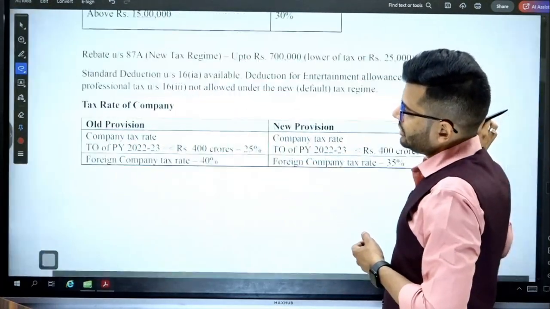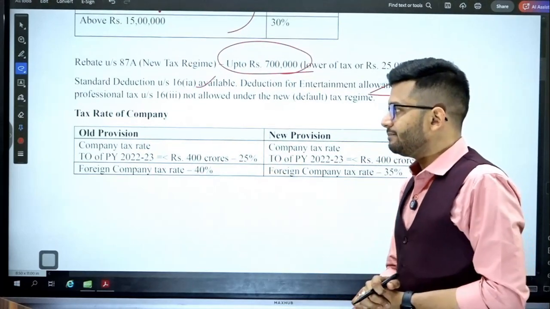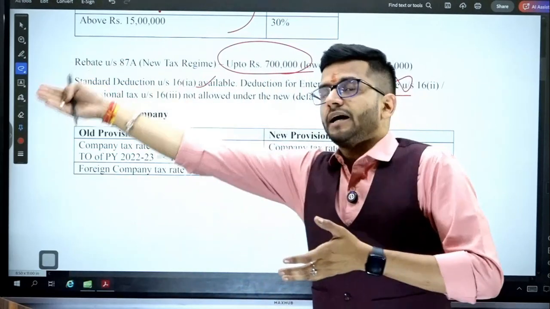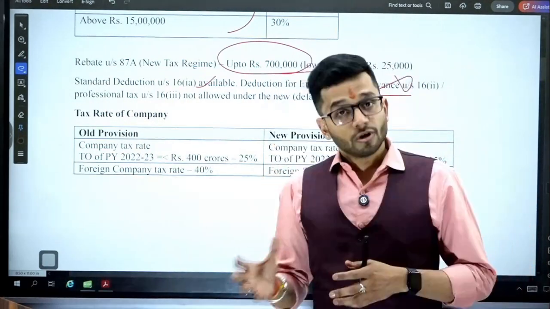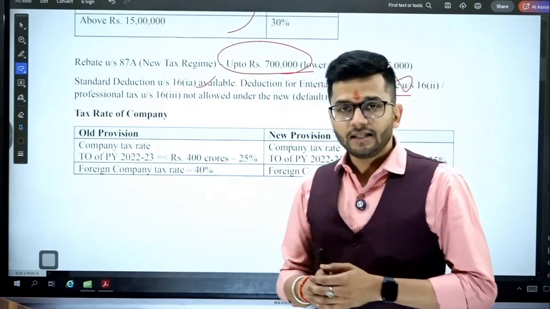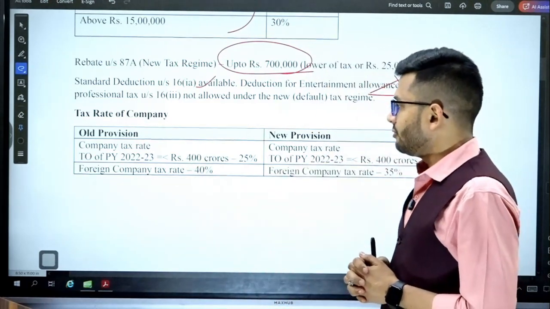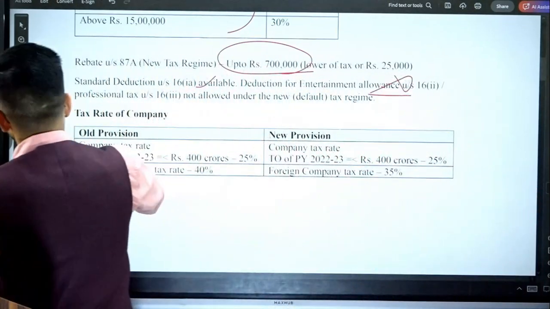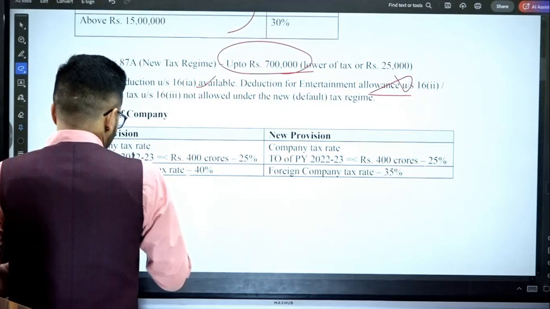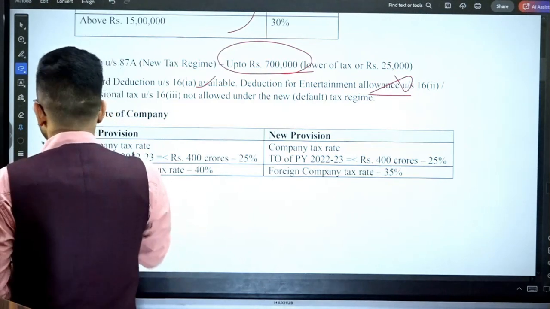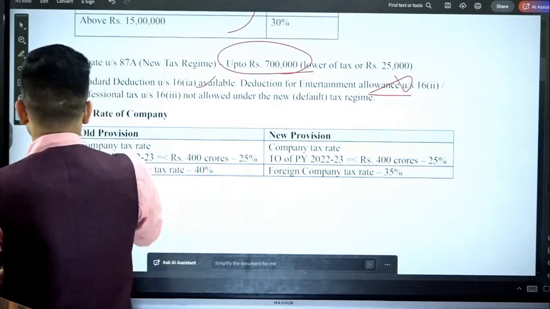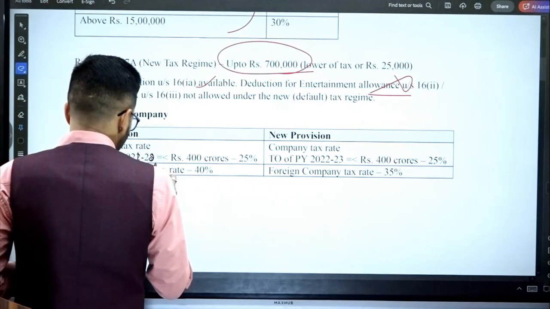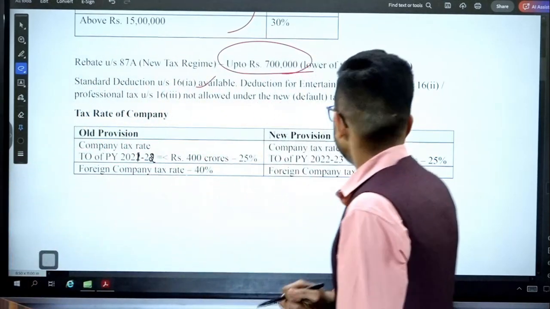Very important, the company tax rate, which is 25%. If you want to take the beneficial tax rate of 25%, then your turnover of two years prior should be seen. Okay, so earlier the turnover of 21-22 was required to be seen. It should be less than or equal to 400 crores. Now the 22-23 turnover is required to be seen, which should be less than or equal to 400 crores. That is the amendment. And of course, this is a very obvious amendment. Earlier it was 21-22, now it's 22-23.